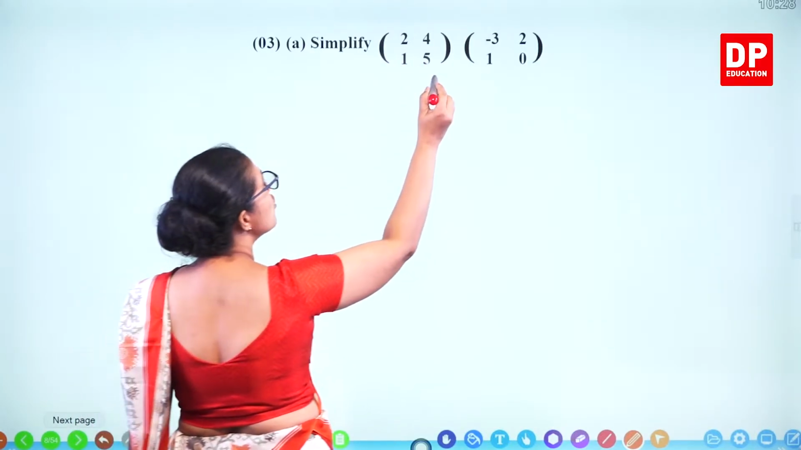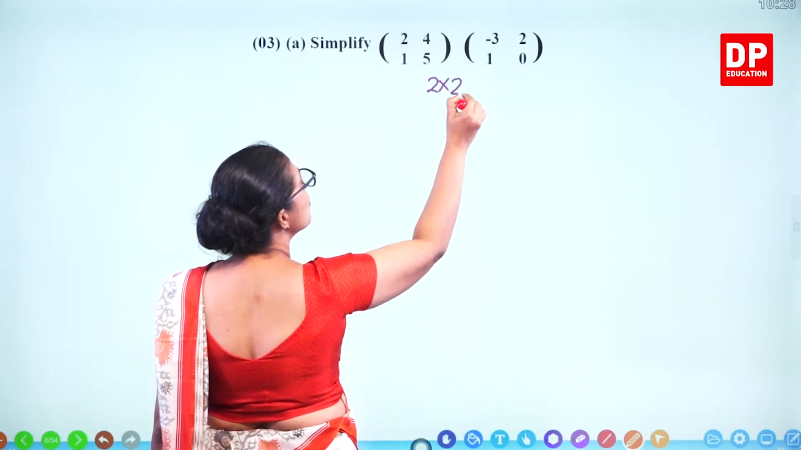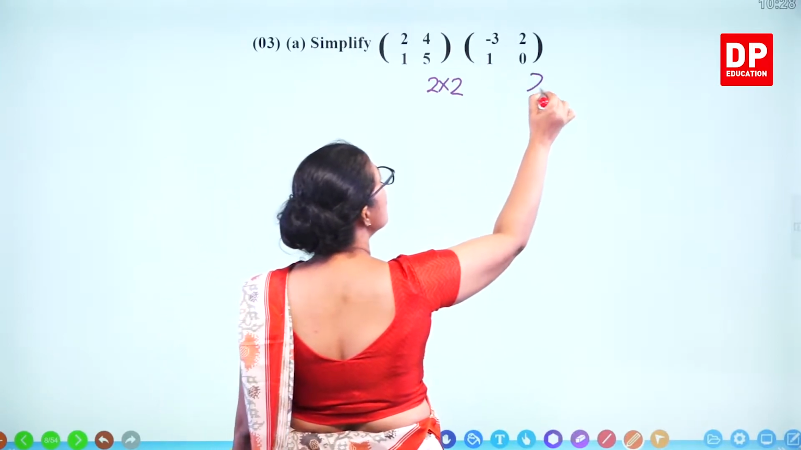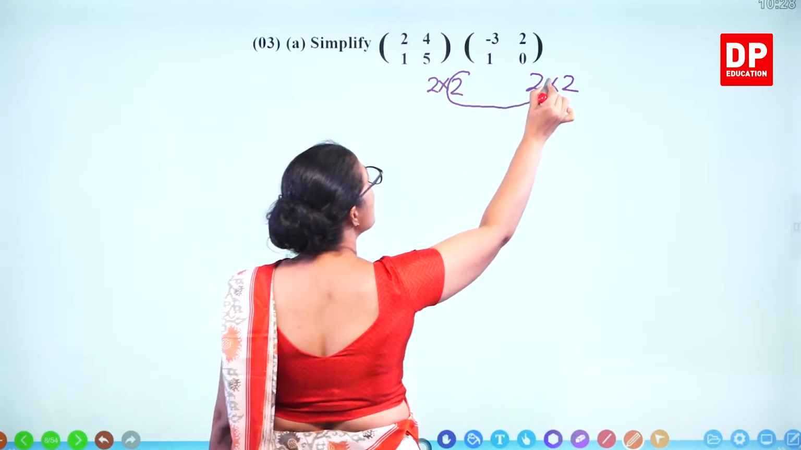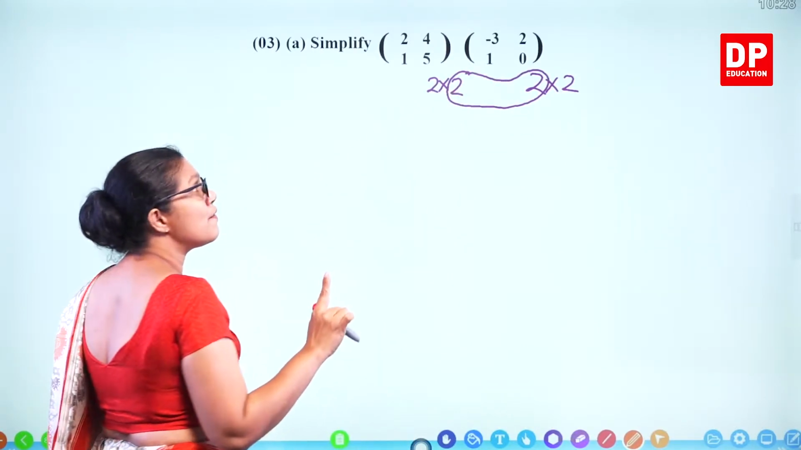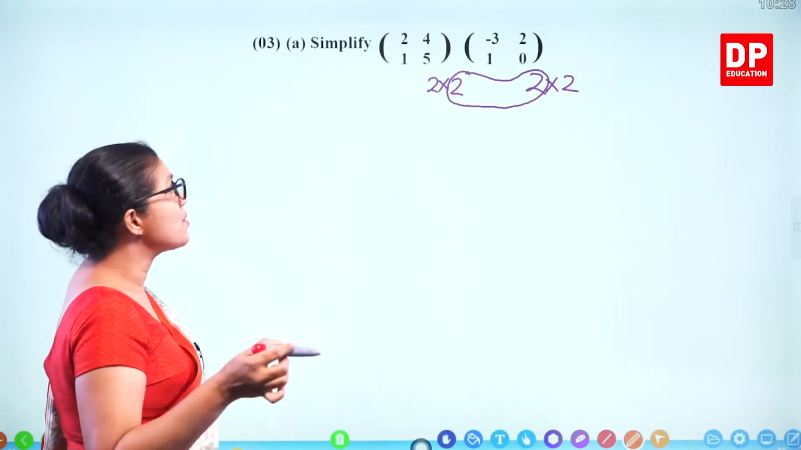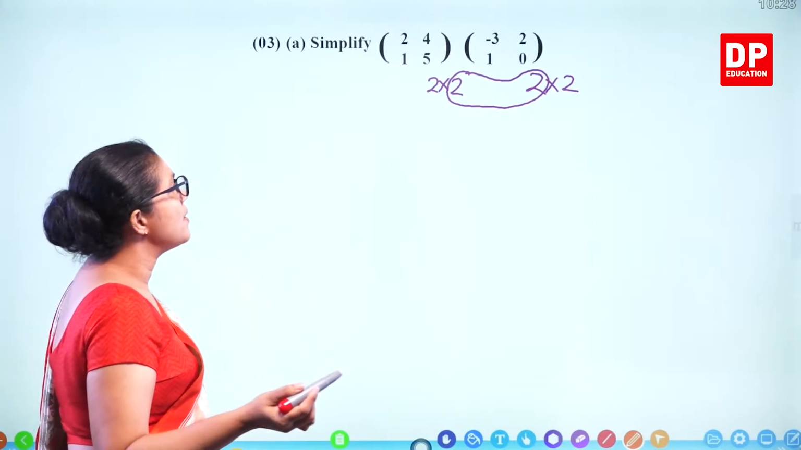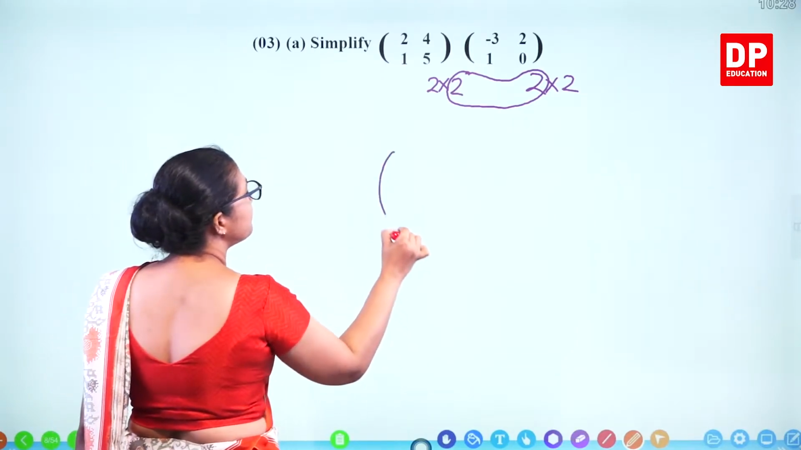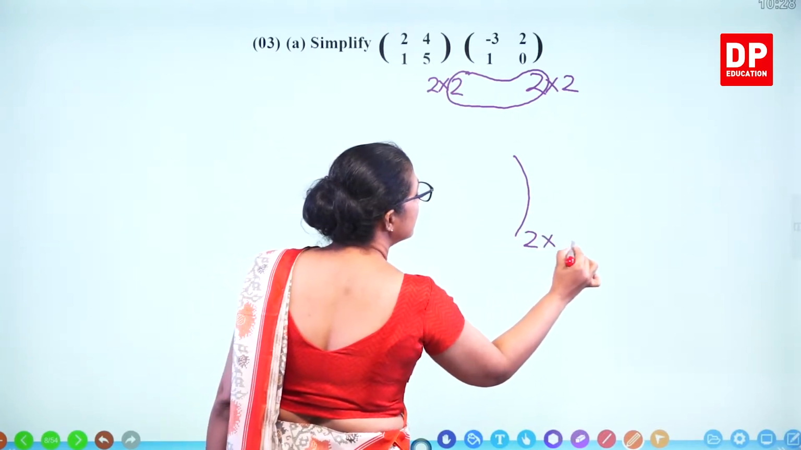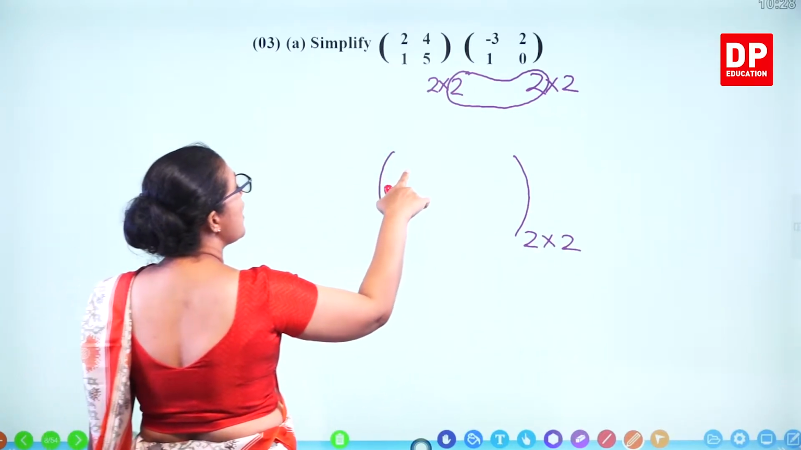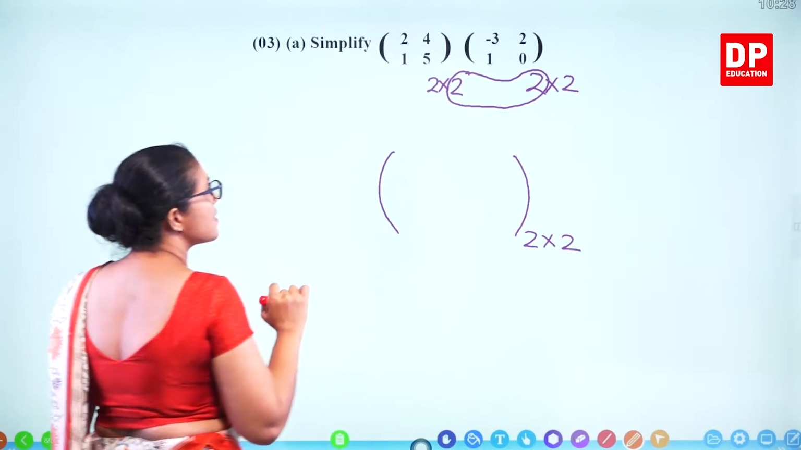So this is 2 by 2. You can write 2 by 2. This is also 2 by 2. 2 rows, 2 columns. These two are equal. The number of columns in the first one is equal to number of rows in the second matrix. That means you can multiply and you are getting 2 by 2 matrix. How you find out the first value? So that means you get 4 answers.